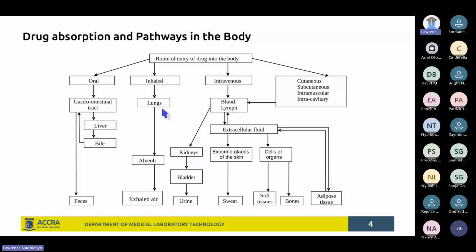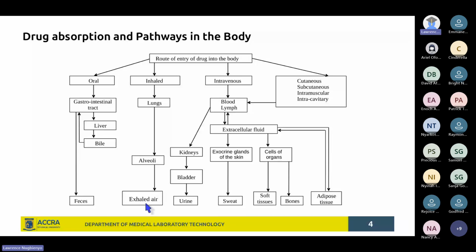Eventually, the excretion of that drug is by exhaled air, the air that you breathe out. You have some substances getting out of the body by exhalation.